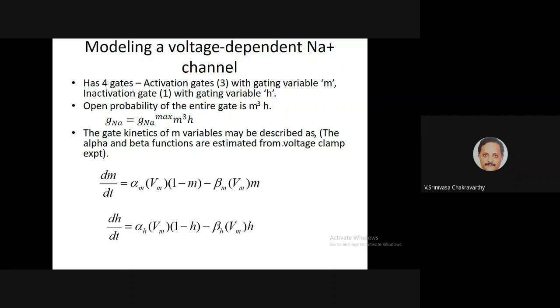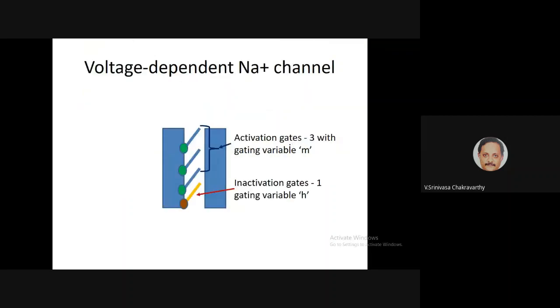Like I said, a given channel can have multiple gates. Now, what kind of gates does a sodium channel have? Whatever we described before as dynamics of the whole channel, we are now applying to the dynamics of single gates. So let us do that. For the sodium channel, you have 4 gates. 3 of them are activation gates, 1 is an inactivation gate.